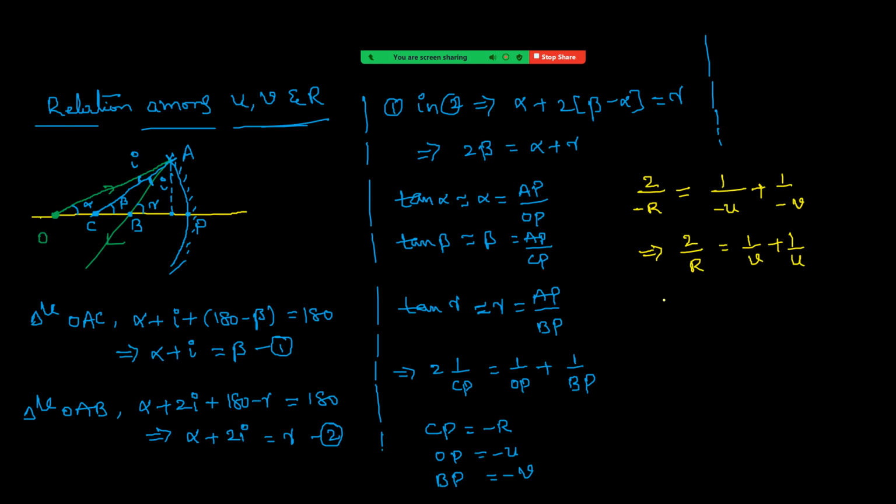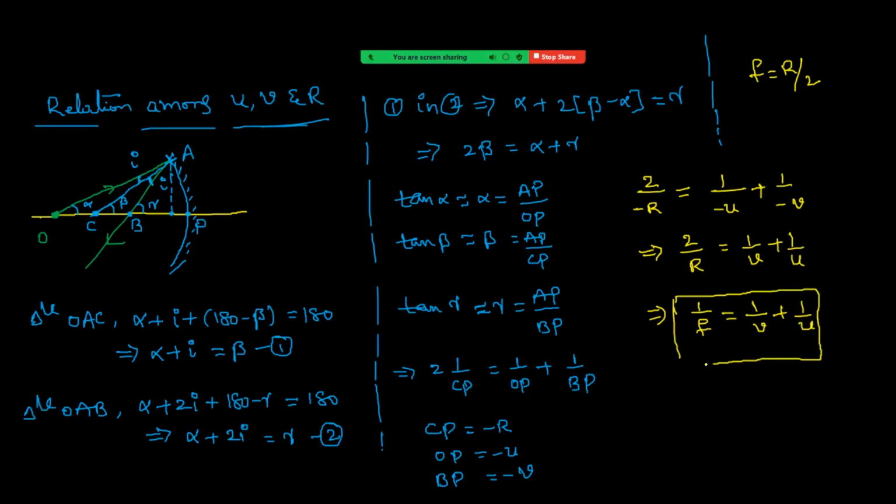And if you remember, in previous lectures, we have derived one condition, that is F equal to R by 2 for paraxial rays. That means this is 1 by R by 2, that is 1 by F. So 1 by F equal to 1 by v plus 1 by u. This is known as the mirror equation. Even though we have derived this for a concave mirror, it is for both concave and convex mirrors. We just have to follow the proper sign convention. So in the next lecture, we are going to discuss magnification.